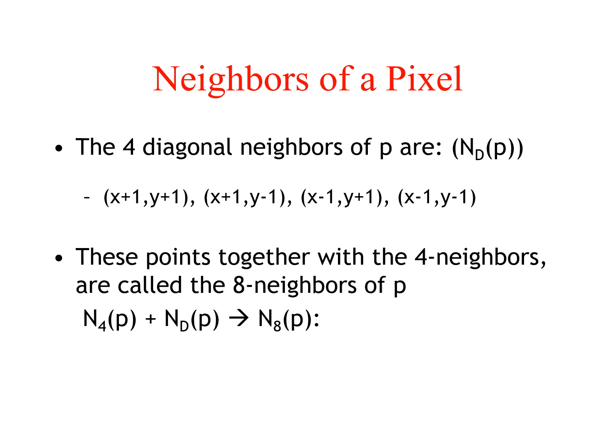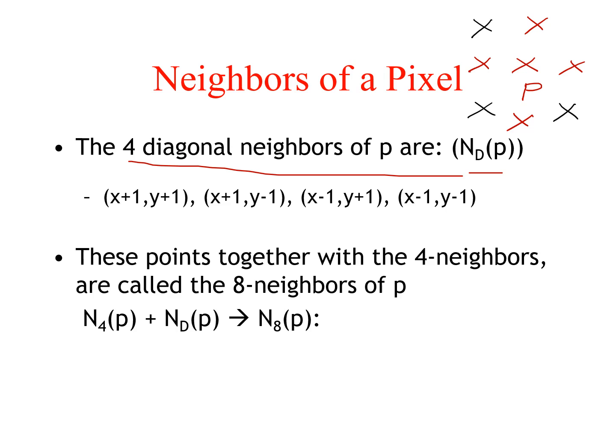The four diagonal neighbors of P are N_D(P). Now we have seen N4(P), the four neighbors: two horizontal and two vertical. Suppose this is a pixel P, I said these are two horizontal and two vertical, but there are diagonal pixels also. So 1, 2, 3, 4. There are four diagonal neighbors for pixel P, represented by N_D, the diagonal neighbors of pixel P.